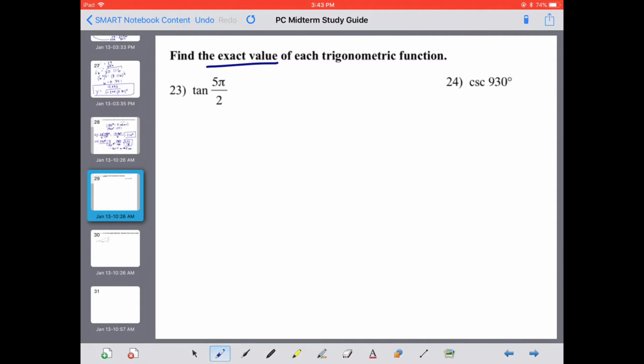So we could try to find the coterminal angle here. For 5 pi over 2, if I want to subtract 2 pi, I need to have a denominator of 2. So instead of 2 pi, I will be subtracting 4 pi over 2. So 5 pi over 2 minus 4 pi over 2 gives me pi over 2 as our coterminal angle.